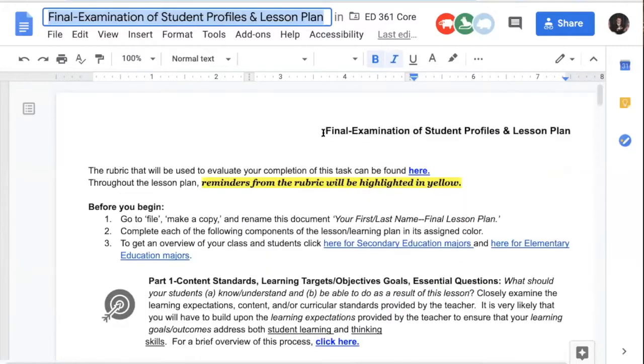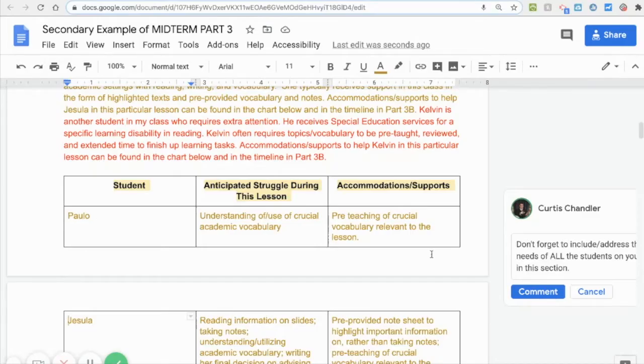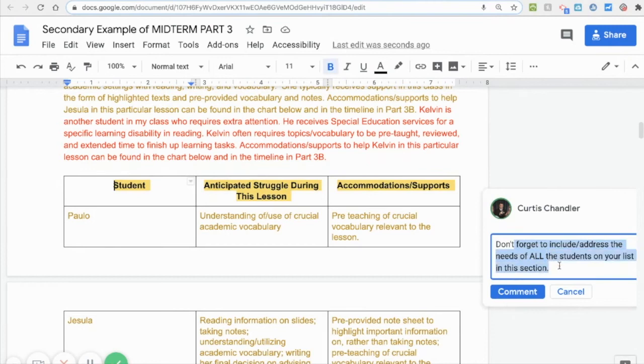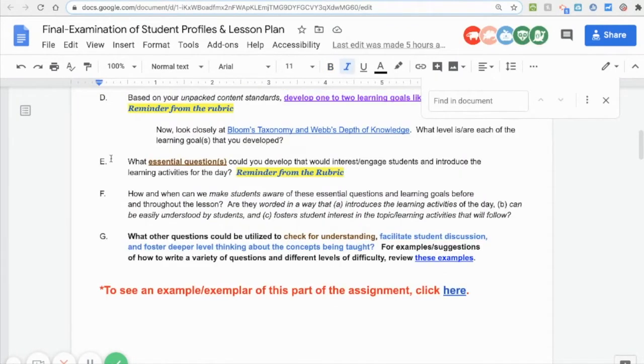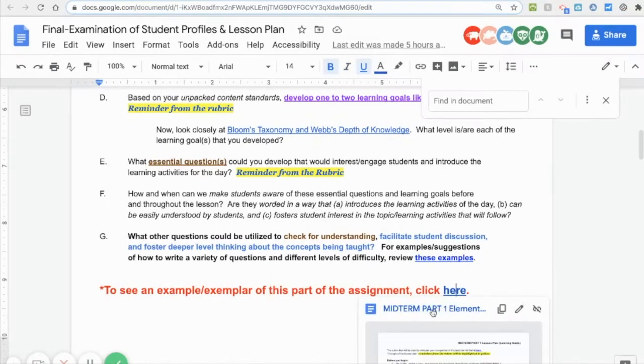Okay, so when it comes to our final lesson plan, don't forget to consider the comments and feedback that you've received already on your midterm. Those can be very helpful suggestions about how to improve from the midterm lesson plan to this final lesson plan. You can and should also look at the examples or exemplars that have been provided by your instructor on this assignment and on past assignments.